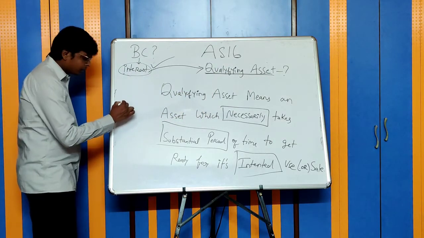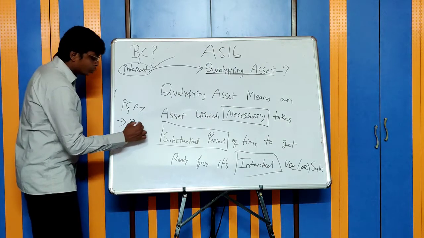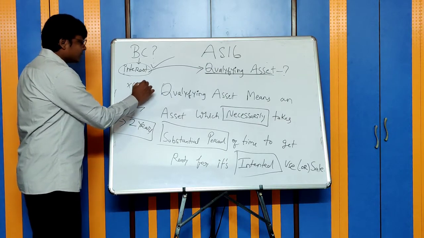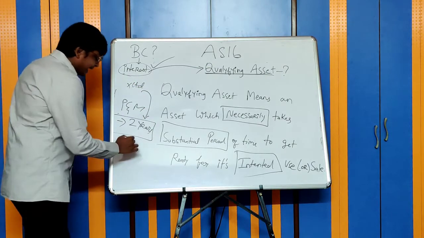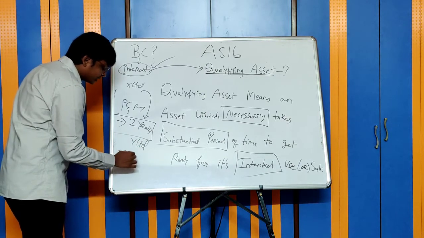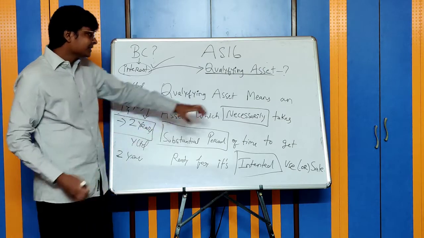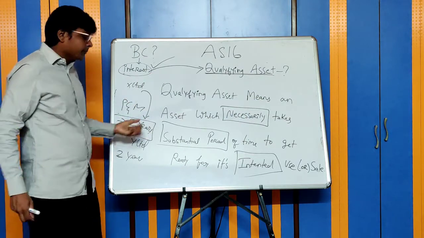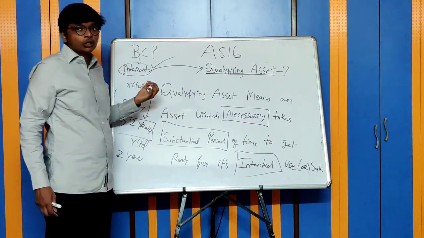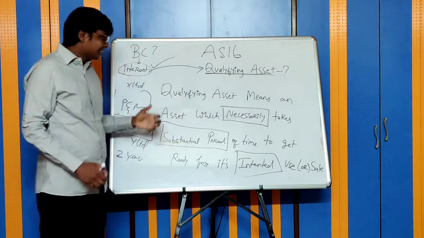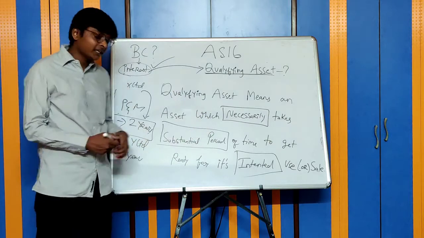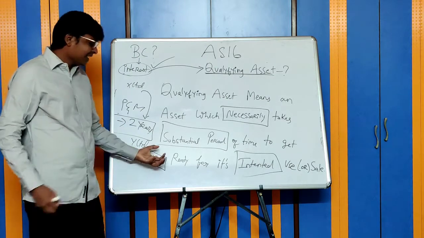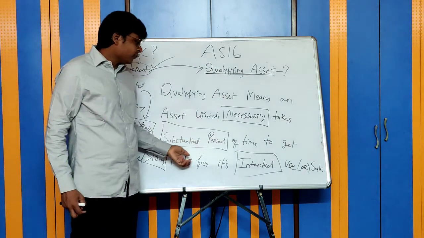Let's say your plant and machinery takes 2 years to get ready. Now, if X Limited is going to take 2 years for a plant and machinery, and Y Limited is also going to take 2 years for the same plant and machinery, then it means it is necessary. It means for anybody doing this construction, it necessarily takes 2 years to get ready for its intended use. Substantial period means, the standard does not define what is a substantial period. We can assume it to be more than 12 months for the purpose of solving sums. 12 months is a benchmark to get ready for its intended use.